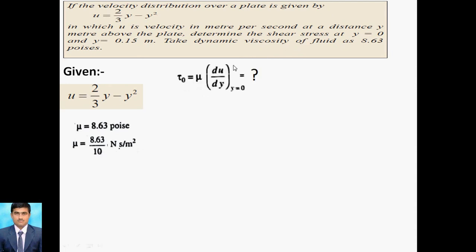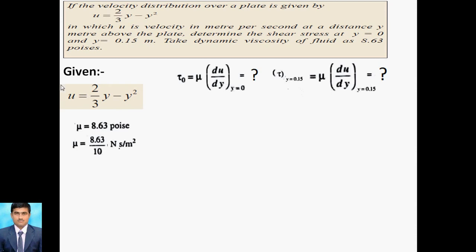So these are the unknowns. The first unknown is tau, that is the shear stress at y = 0, then the shear stress at y = 0.15. Mu is constant, right? What is the value of constant mu? That is 8.63 divided by 10. You can directly put it over here and compute the different terms.